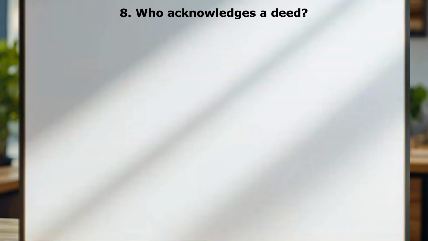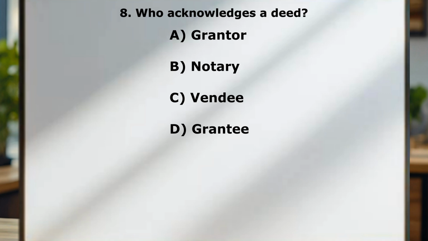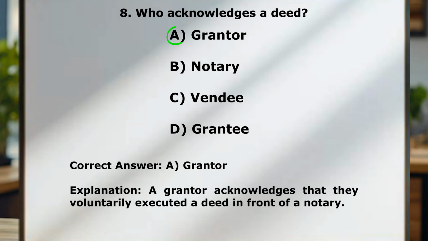Question number 8, who acknowledges a deed? A, grantor. B, notary. C, vendee. D, grantee. Correct answer is A, grantor. So a grantor acknowledges that they voluntarily executed a deed in front of a notary. This just means that whoever signs it, they did it in front of another person, a notary.